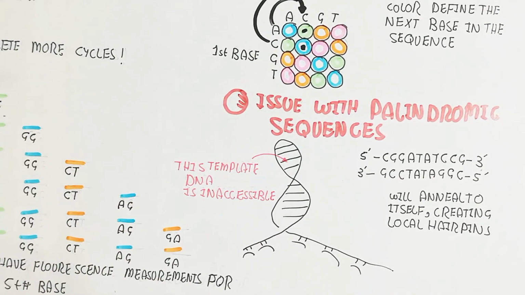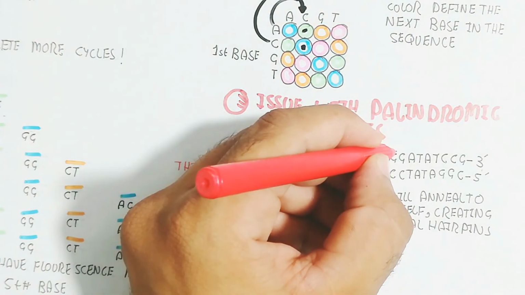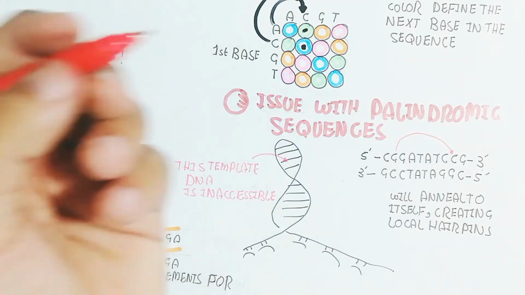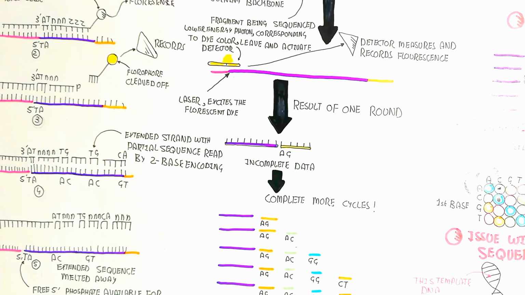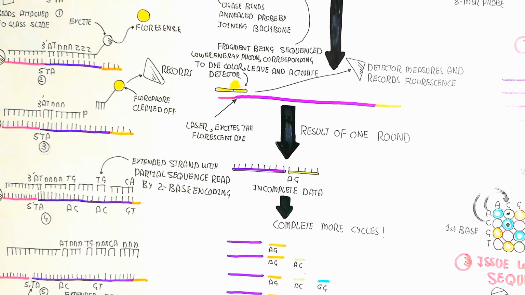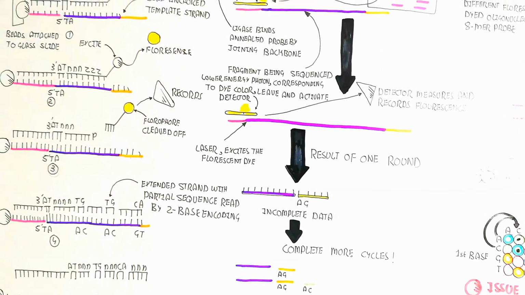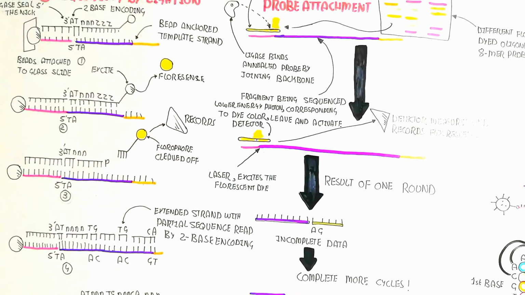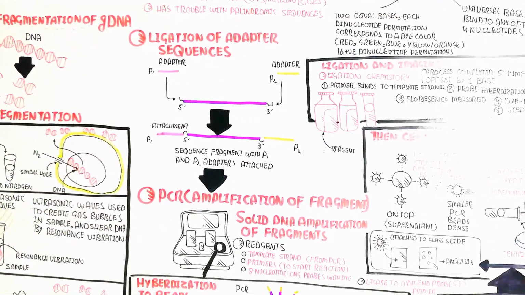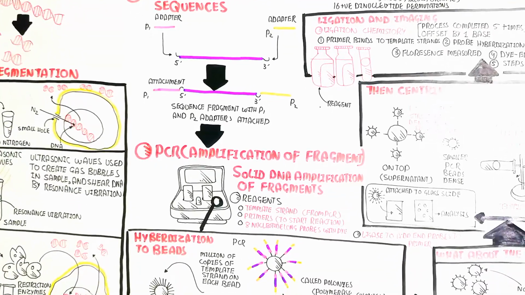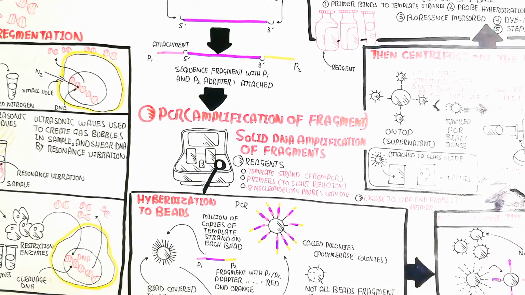For example, this template DNA is inaccessible. So that is a problem. That is the issue with the palindromic sequence. Otherwise, it is okay and that is good. And this is the color-producing process to detect whether our DNA segments are amplified.